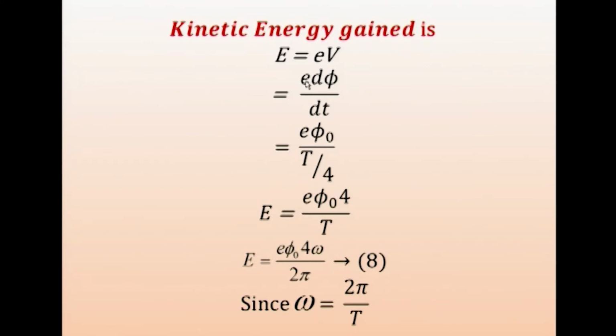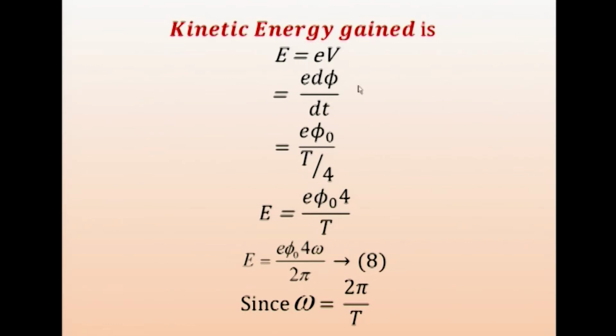Therefore, V is nothing but d phi by dt according to Faraday's law. So, we are just substituting there, and this d phi is the change in flux, 0 to phi 0. In the first quarter it changes from 0 to phi 0. Therefore, we write e into phi 0. And in the first quarter, what is the change in time? Change in time is 0 to T by 4. So, we write this dt as T by 4, and then by rewriting, we get e phi 0 into 4 by T.